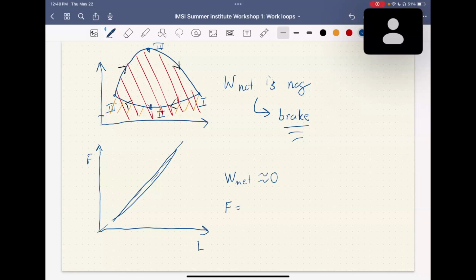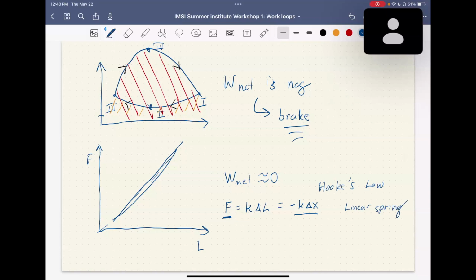Then you could say, well, it looks like F is related to delta L by some constant slope, let's call it K. And if we remember that delta L equals minus delta X, that means that this equals minus K delta X. And if you remember an equation for F equals minus K delta X, that's called Hooke's law. That's the equation for a linear spring. And so this is what a work loop for a linear spring would look like.